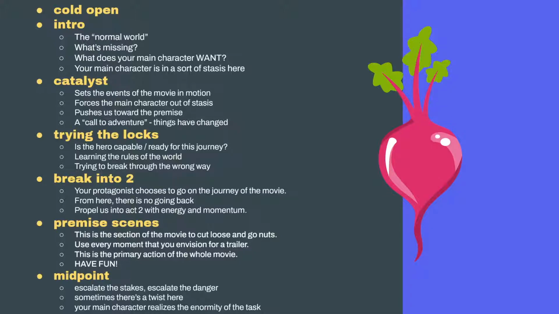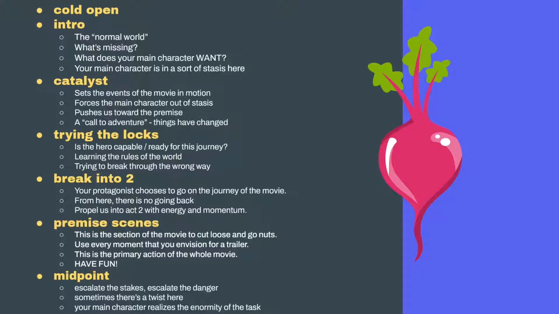Some of these things are just one moment, and some of these things are a sequence of moments. Intro is a short sequence. Catalyst is just one thing happening. Trying the locks is a short sequence. An act break is just one thing. So Catalyst moves us towards the event.